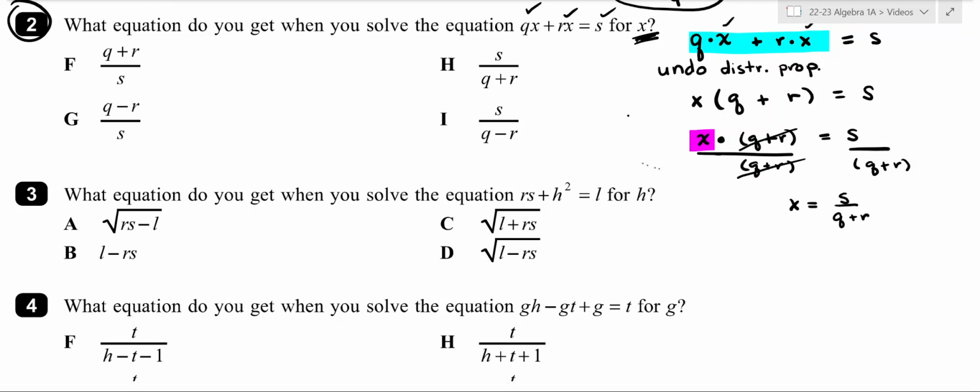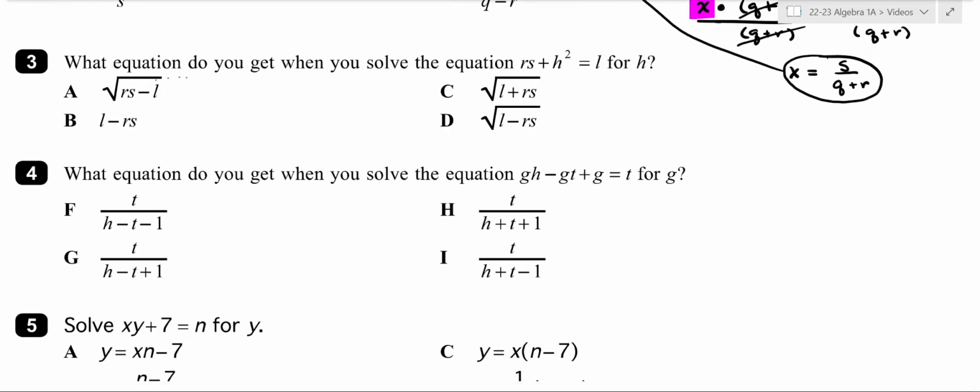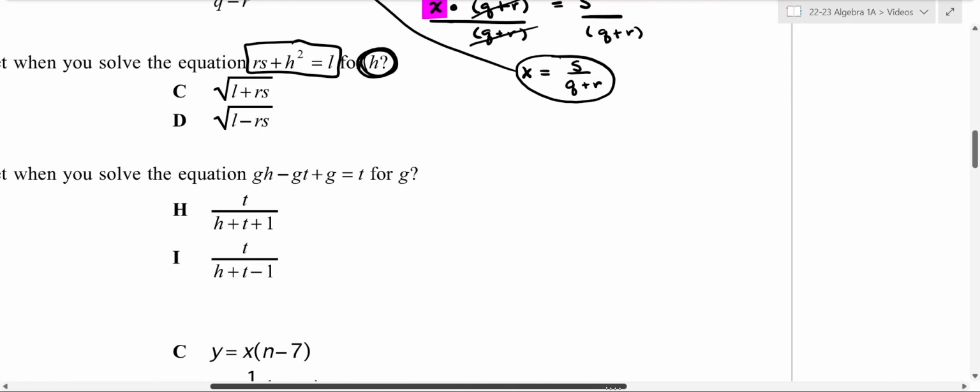And we go looking for the answer. This one is right here. Number 3. What equation do you get when you solve the equation, this one, for h? Okie dokie, here we go.